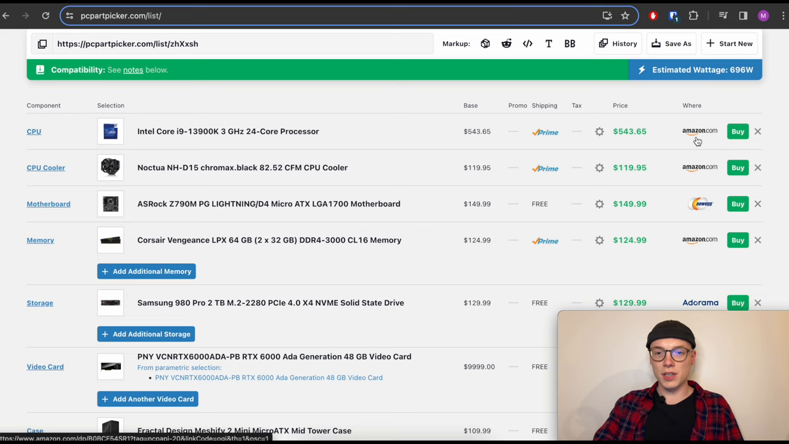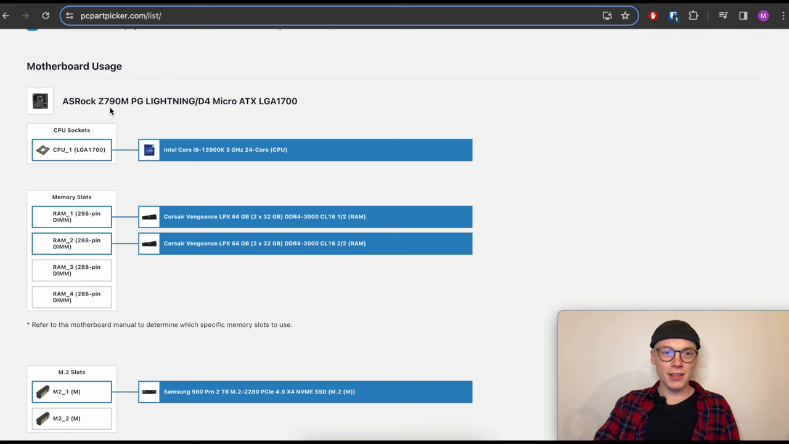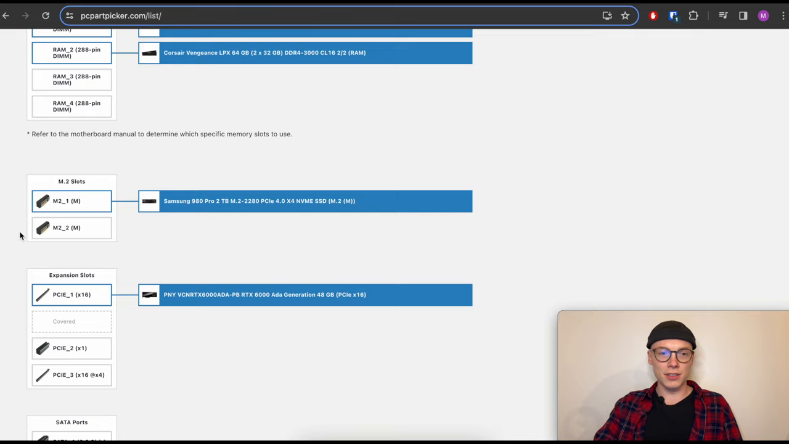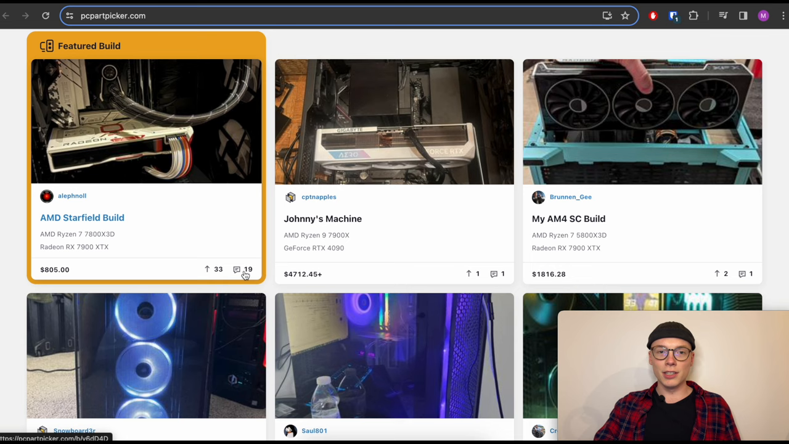And one feature that I really liked about PC Part Picker is you can see the compatibility of individual components. So here, for example, you can see that I still have two free memory slots and could increase my RAM afterwards, or I could add an additional SSD. And on top of that, you can also get inspiration from other users sharing their builds with you. So it's a super valuable website to organize building your own deep learning workstation.